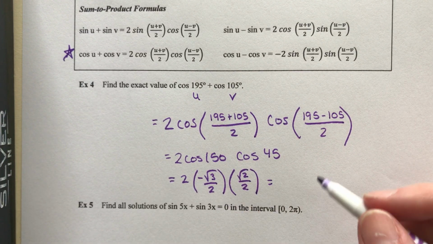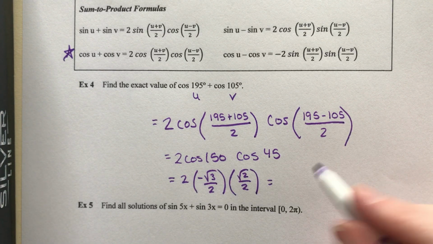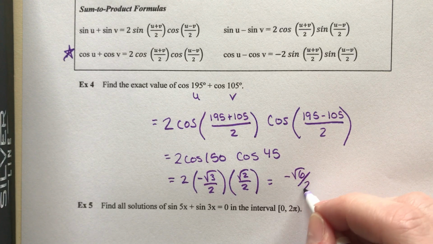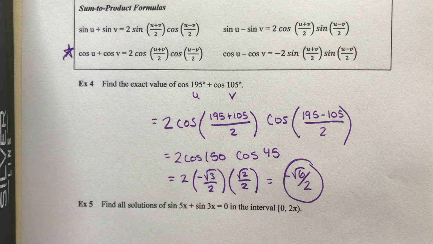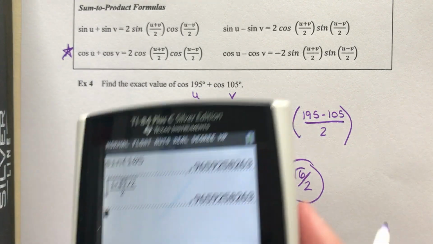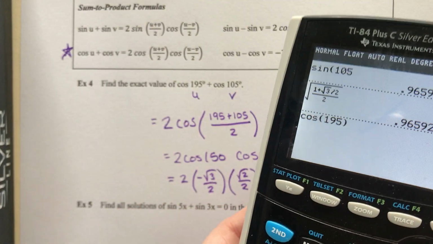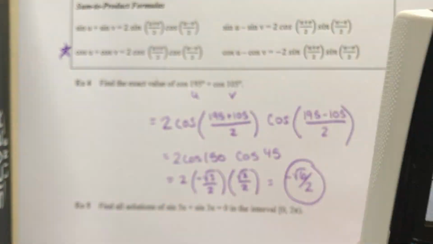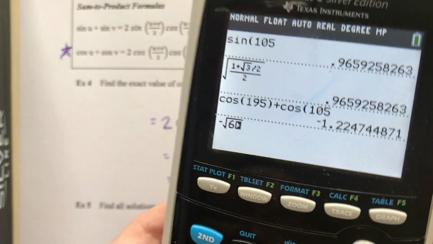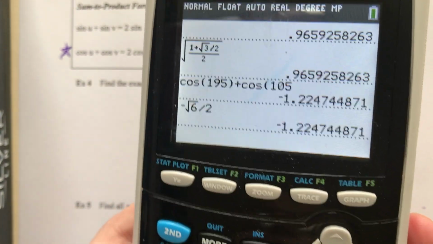So now I can solve this. This simplifies to negative root 6 over 2. So I found an exact value. This is not a decimal. And I used a formula to help me do this. Now again, you can check your work. Just type in the original, cosine of 195 plus cosine of 105. You get a decimal. Now type in the negative root 6 divided by 2. We should get the same decimal. And that's proof that you did your work right.